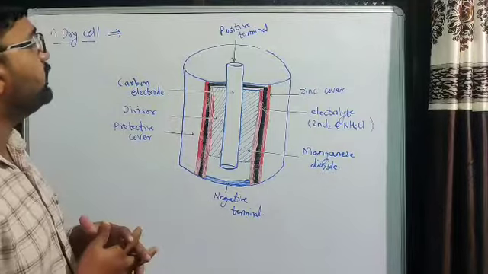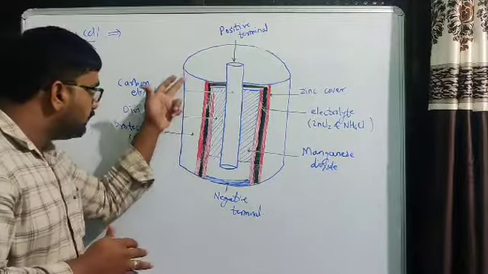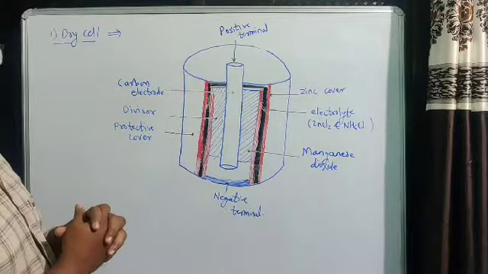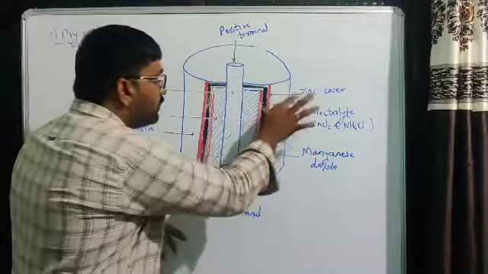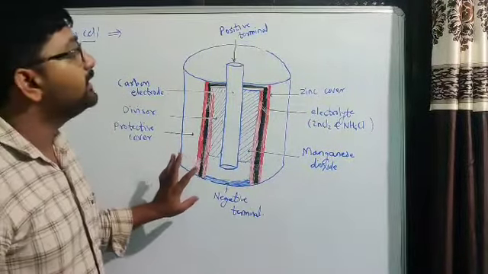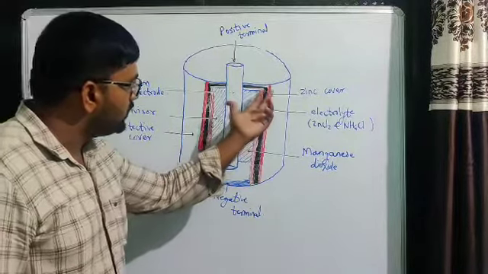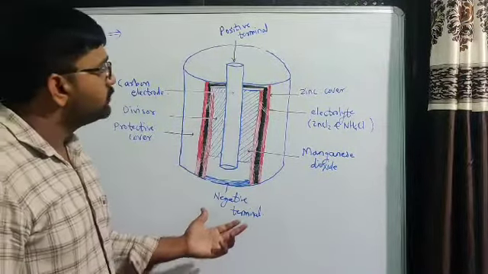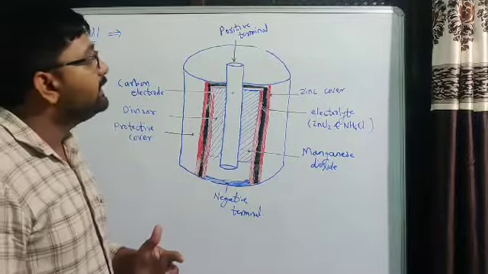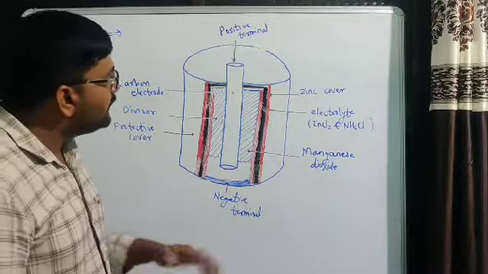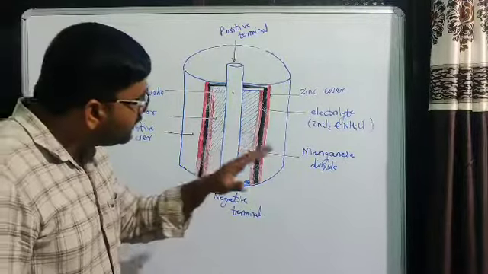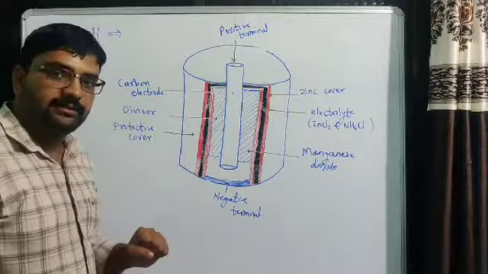Look at this. If you cut the outer cover of this cell, then we will see a whitish cover, and that is the zinc cover. I use a red pen here to show that whitish zinc cover, because it is not possible to show a white cover here. So I use the red pen to show the zinc cover.